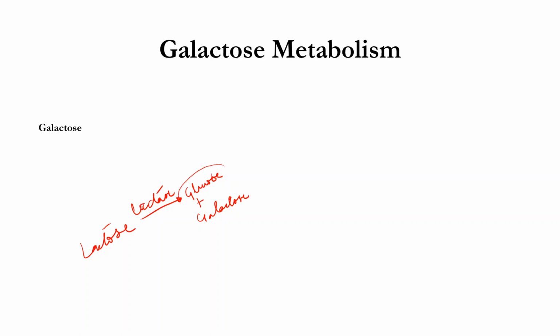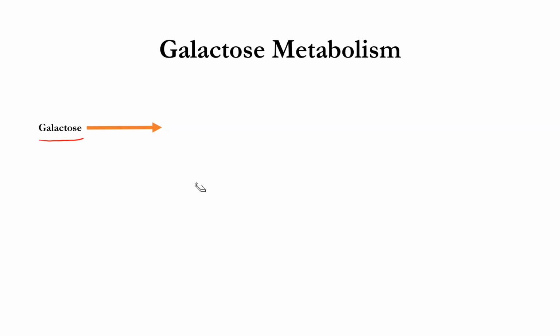You already learned about glucose, how it is metabolized in the glycolytic pathway. Now the rest of the thing is galactose. So here is the galactose, and how it will be utilized in the metabolic pathway. First of all, galactose will be phosphorylated into galactose 1-phosphate, and in this reaction galactokinase is the enzyme.